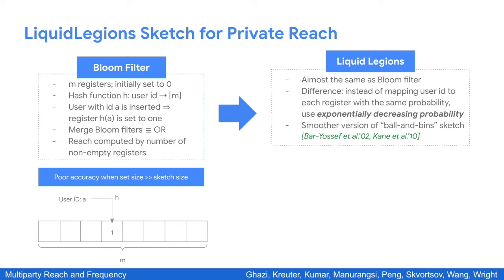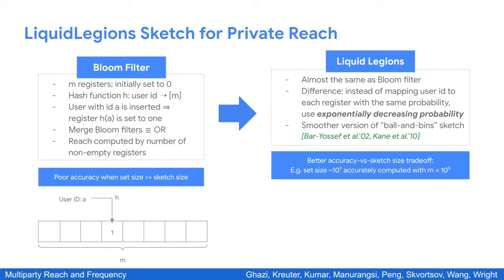Our liquid legion sketch is much better at handling a large set size when compared to the sketch size. For example, for the billion user case, we can accurately estimate the set size using only about 100,000 registers. Alright, so how do we use this liquid legion sketch in our protocol?